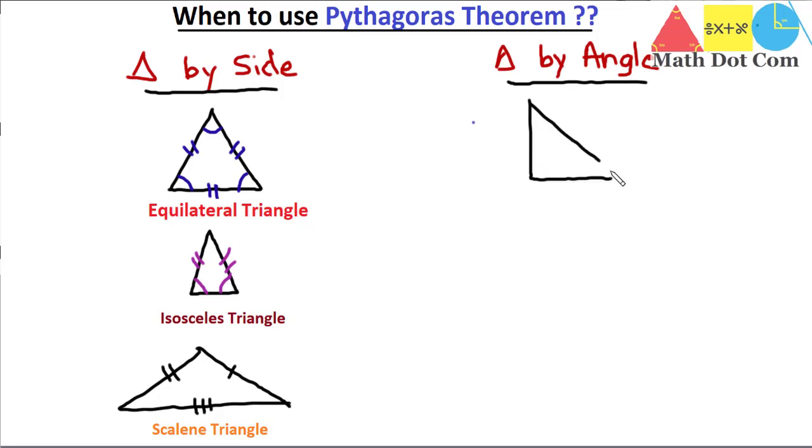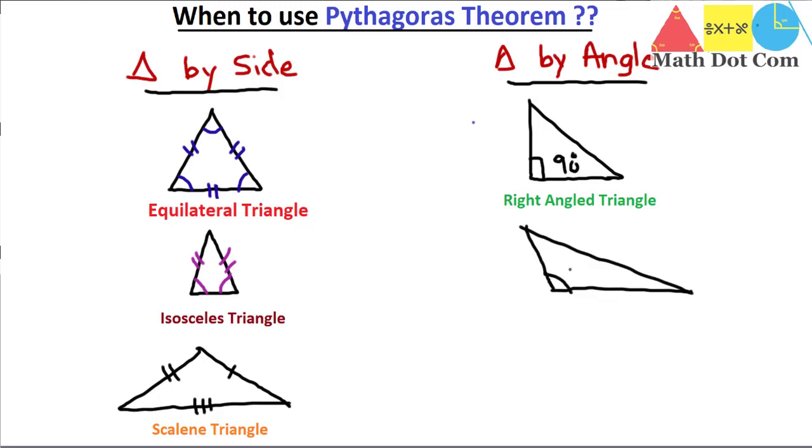Now in terms of angles, there are another 3 types. One is the right angle triangle, where one angle is of 90 degree. Then we have another type of triangle in which one angle of the triangle is greater than 90 degree, and it is called obtuse angle triangle. Then the last type of triangle in terms of angle is the acute angle triangle. Now what is that? That is a triangle having all angles less than 90 degree.